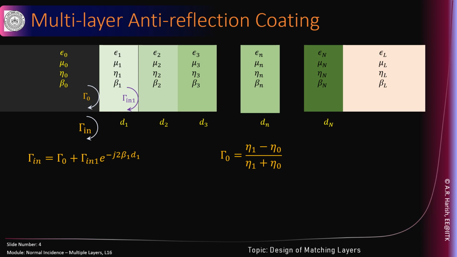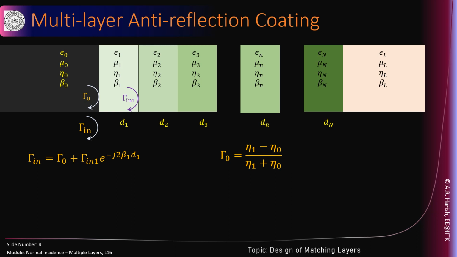up to eta N. And then there is another bulk layer which is labeled as L, which is epsilon L mu L, with corresponding intrinsic impedance of eta L. This could be glass. The first incident region is free space. Now we are designing a matching system here, such that the reflection seen at the input, which is gamma in, is very small over a broad band of frequencies. The question we are going to be asking is, how do we do that?